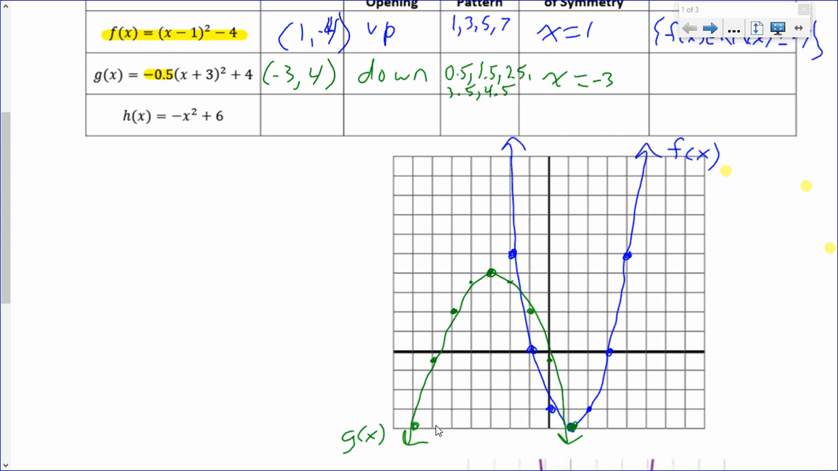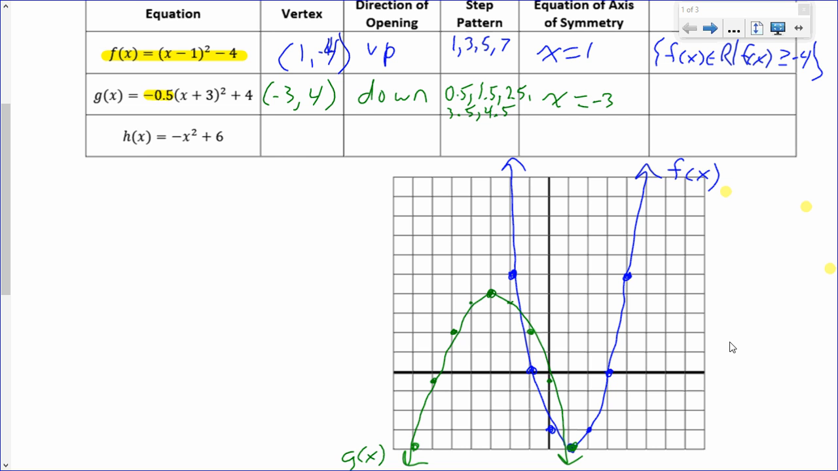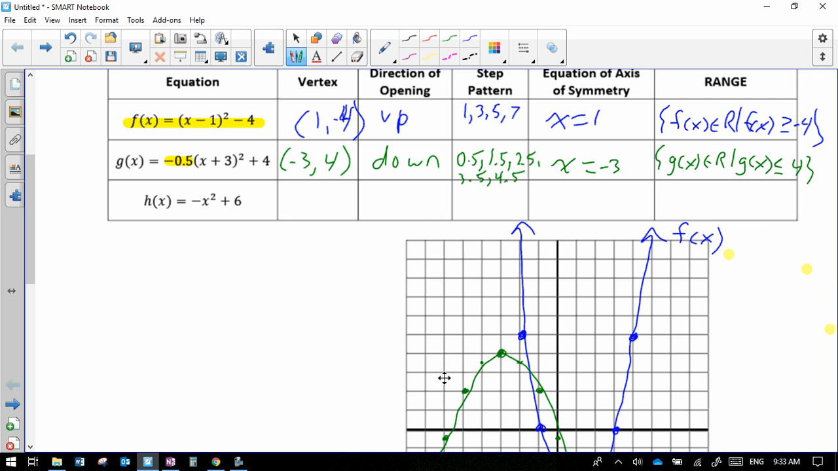And now I can notice the range here. So the vertex is at -3, +4. And notice all the y values are lower than that. So that's actually a maximum for this one. So g of x ∈ ℝ, where g of x is always less than or equal to 4. Okay, and let's move on to the last one.